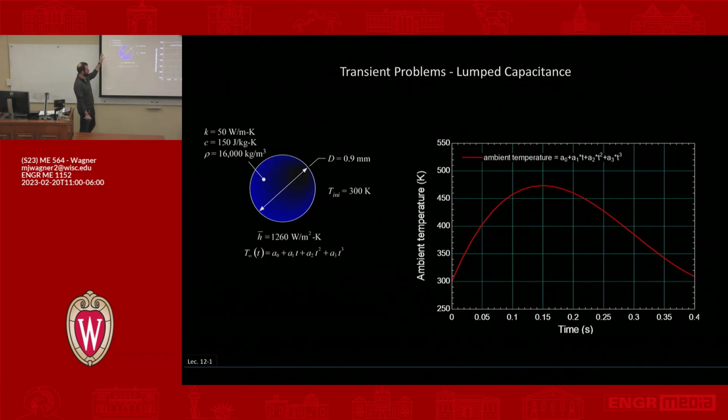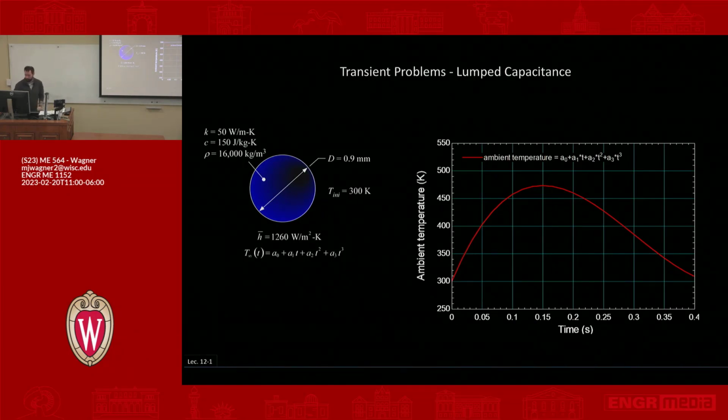And the idea is that you have this sphere, and it's sitting in some environment. And the temperature of that environment is changing with time. And that is described by this equation here. So this is just our specified ambient temperature in degrees Kelvin as a function of time, so there's a relatively quick, less than a second change. And what we're trying to do is figure out what is the temperature of this body as a function of time. So again, we have this T infinity as a function of time, with known constants A0 through A3, a polynomial.